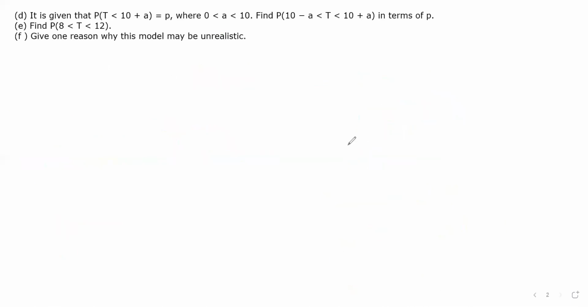Part D, it is given that the probability that t is less than 10 plus a is p. a is in between 0 and 10. You need to find the probability that t is in between 10 minus a and 10 plus a. Let's look at the graph of the probability density function again.